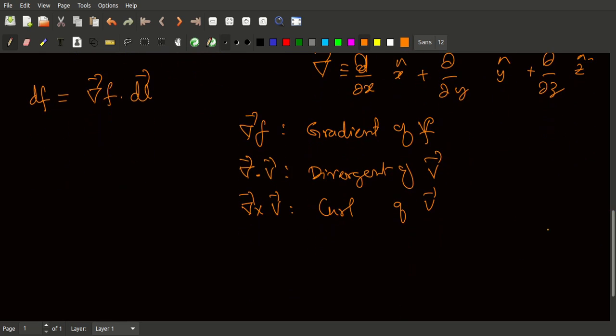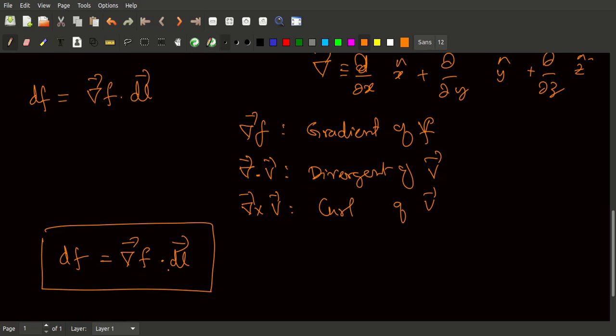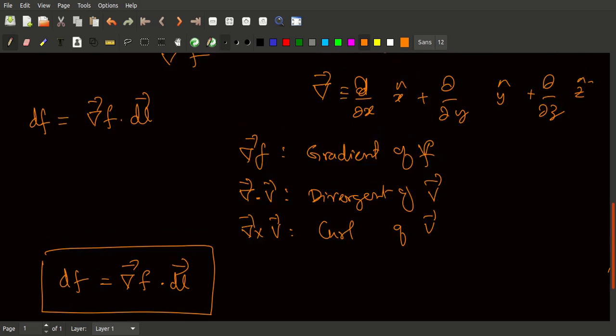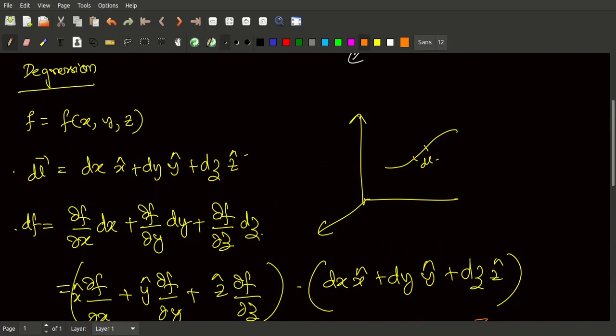So in this case, the change df is the dot product of del f with dl, gradient of f dot dl. Why are we calling this gradient of f the maximal change? That is what our discussion is. Now look at our function. This function is defined here in this space x, y and z, and this is the path I am looking at. Let's say this is the maximal change dfm.